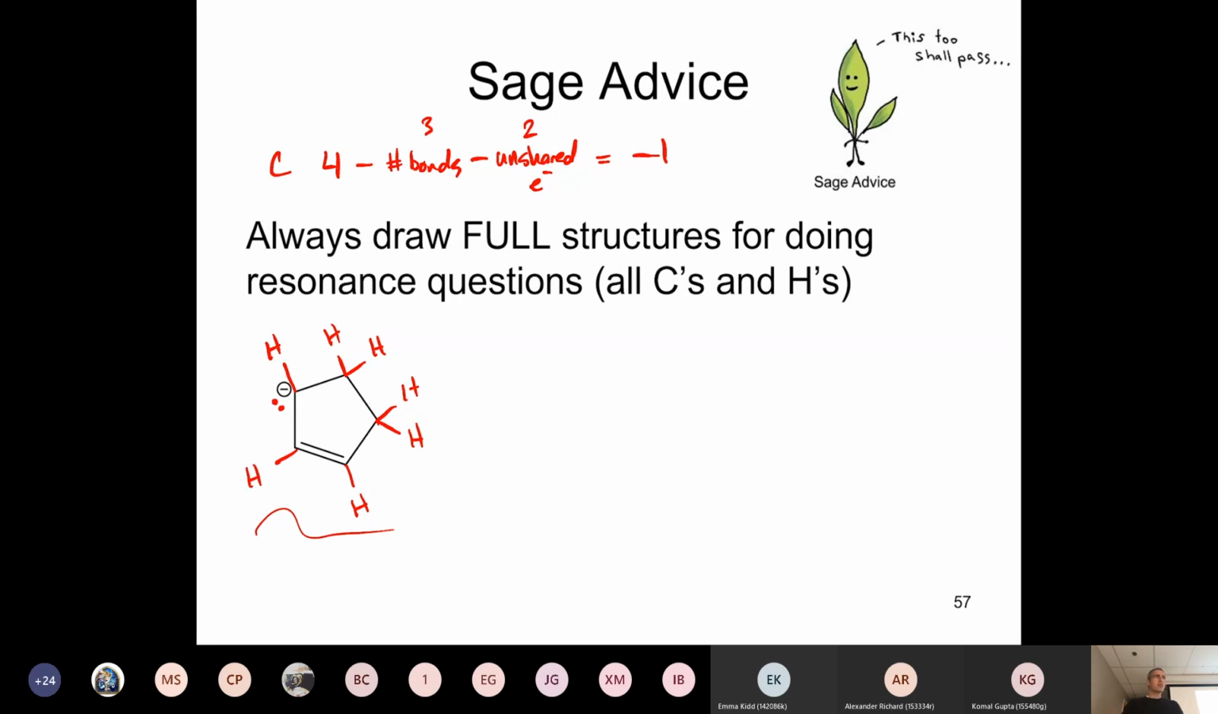Now we can draw the resonance structure, and what we're going to do is start at a lone pair. We're going to start at the negative charge, which is the best place to start if you have a negative charge. And of course, we have a negative charge. There's a lone pair of electrons there. In fact, I think it's impossible to have a negative charge without having a lone pair of electrons. Certainly on carbon, that's true.